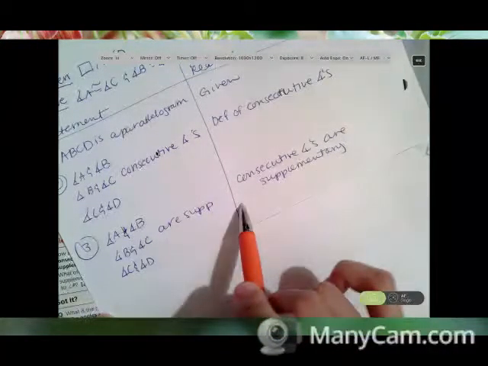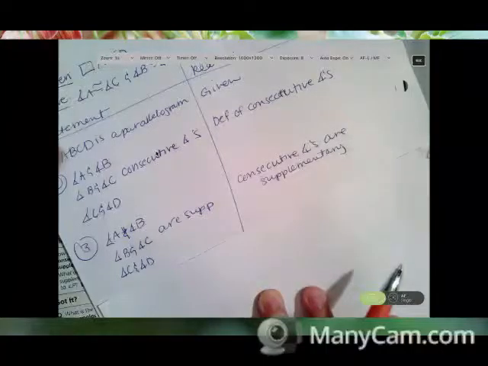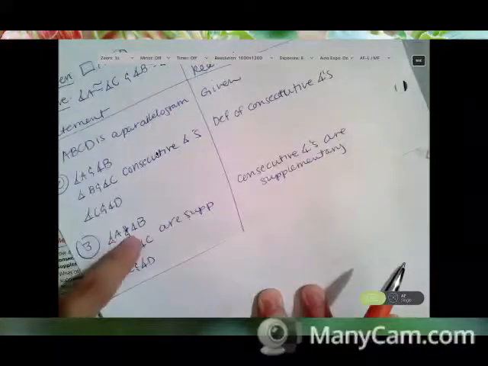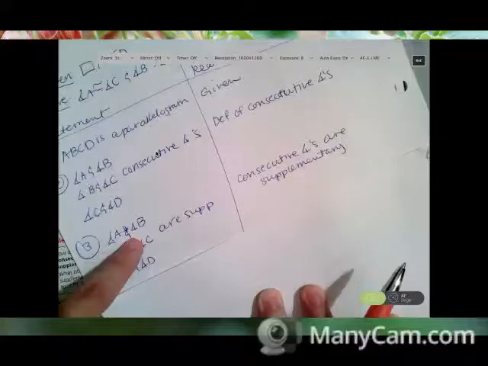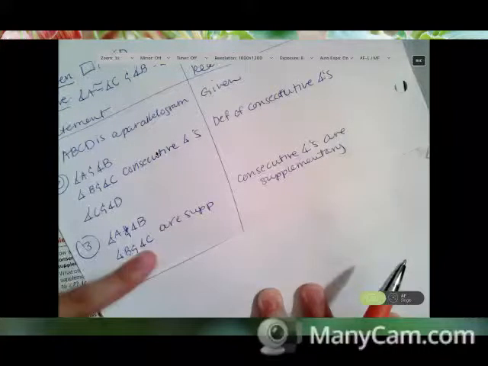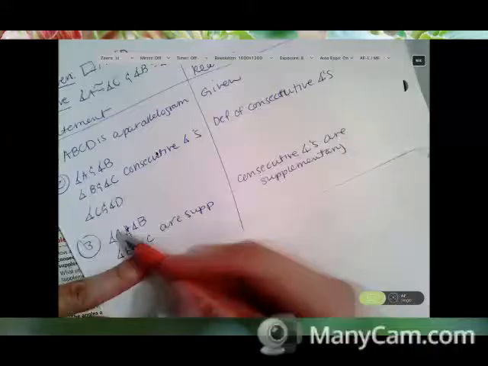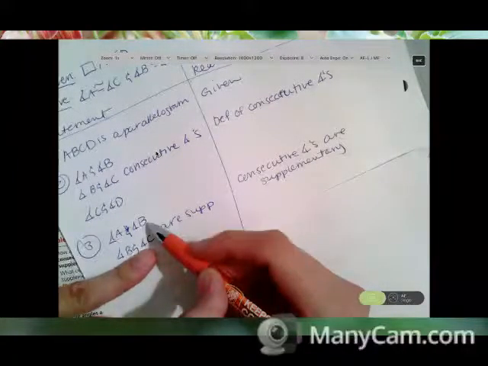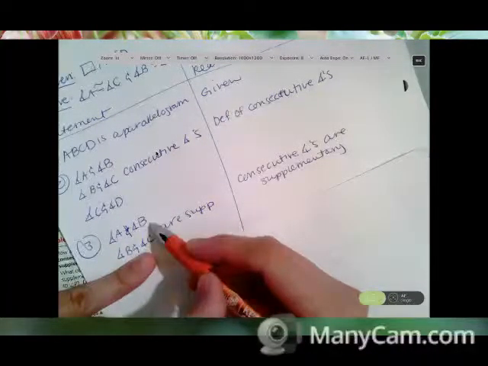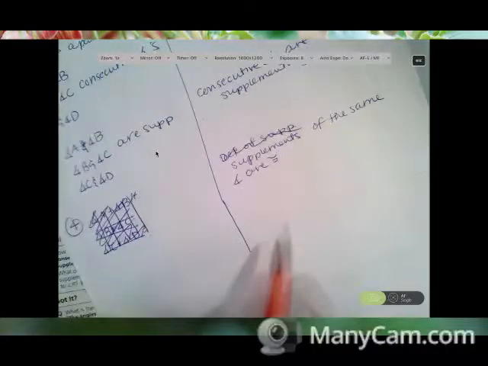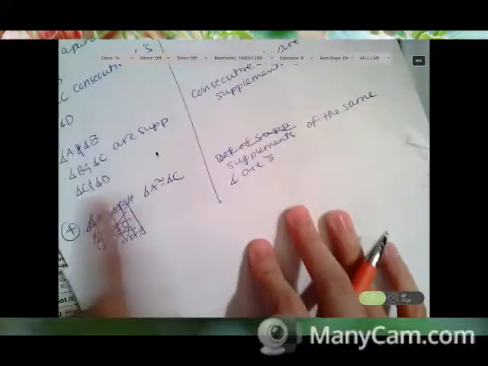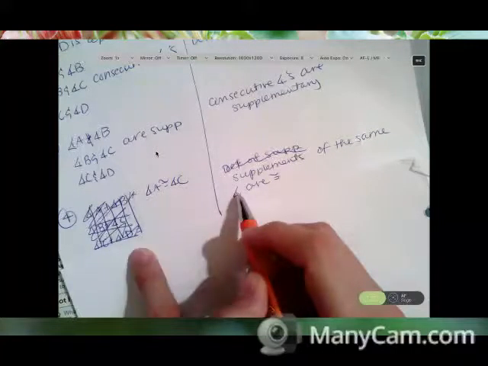Because consecutive angles are supplementary, and angle A and angle B and angle C are supplementary, that means angles A and C are both supplementary to angle B. So therefore, you can state that angle A is congruent to angle C because they are supplements of the same angle. Supplements of the same angle are congruent. That is a theorem from chapter 3.